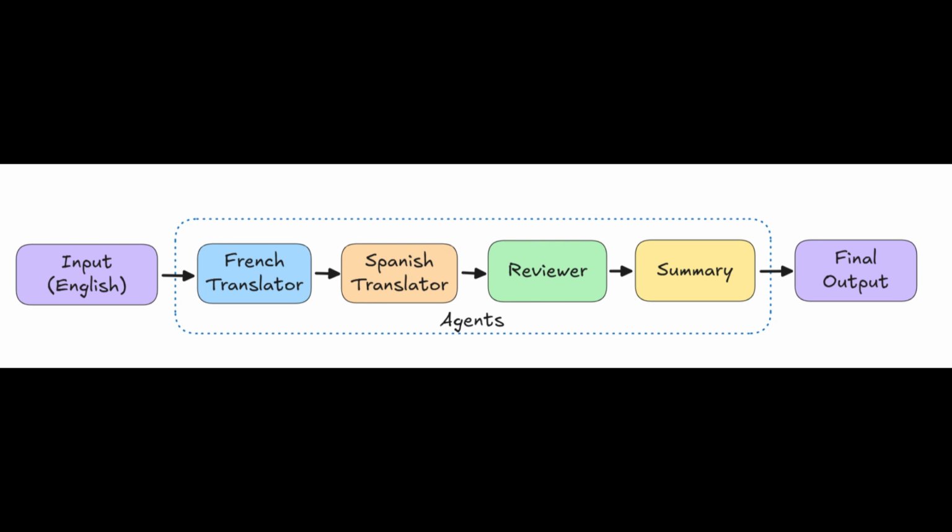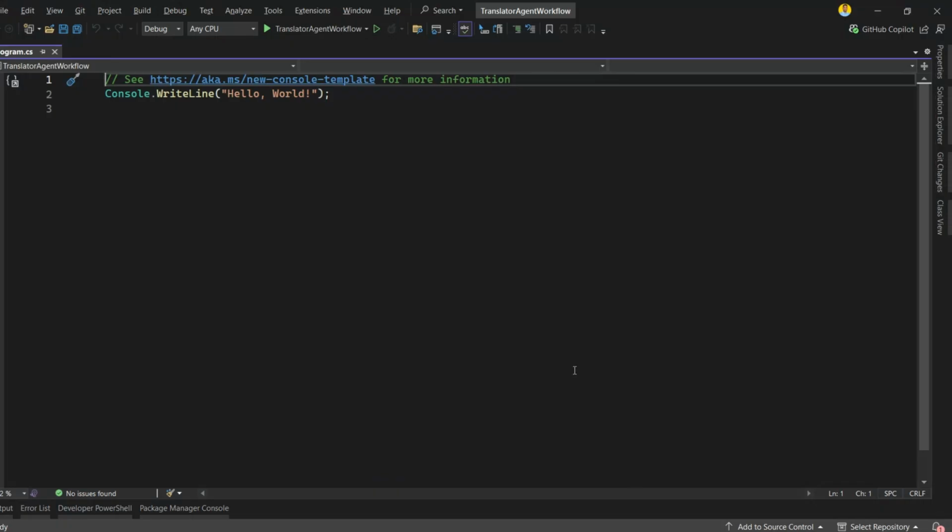All right, let's make this real. We're going to build a sequential translator workflow using four agents. French translator agent converts English to French. Spanish translator agent converts English to Spanish. Quality reviewer agent checks both translations for tone and accuracy. And summary agent combines everything into a final report. It's a simple example, but it shows exactly how multiple agents can collaborate.